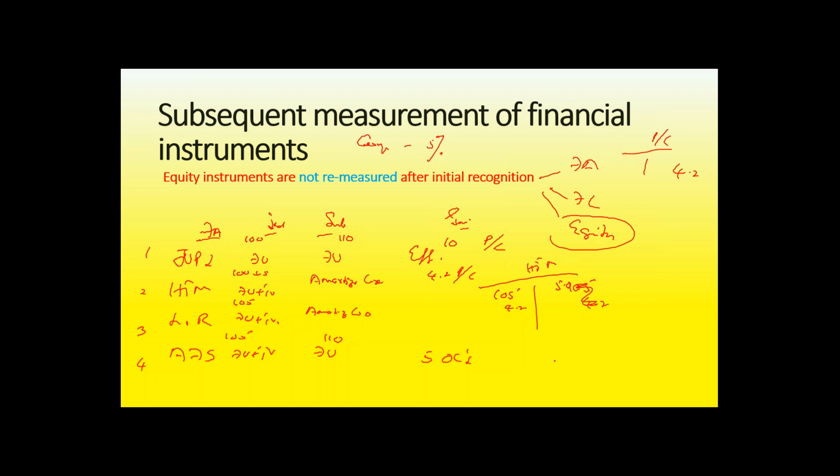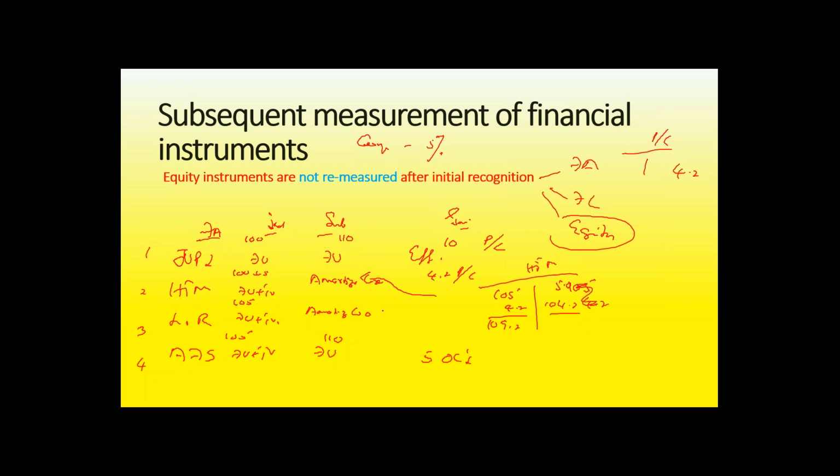Now you can see the balance figure: 105 plus 4.2, 109.2, less 5, the balance figure is 104.2. And that is what we call the amortized cost. So at the subsequent remeasurement, you will take that as the figure, not the fair value, charging interest and deducting the coupon rate of interest, you will show the amortized cost.